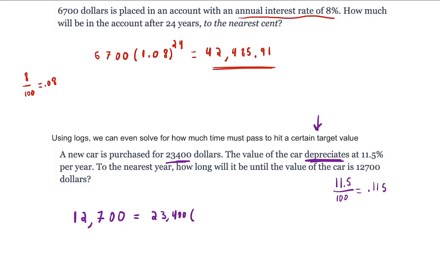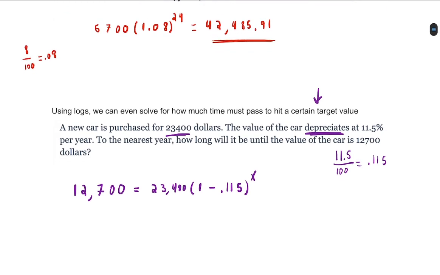Well, it starts as worth $23,400. And what I'm going to put here is 1 minus 0.115. And the reason I have to do minus 0.115 is because the value of the car is going down. And so what this actually works out to is that 12,700, I'm interested to know when that's equal to 23,400 times 0.885 to the power of x.